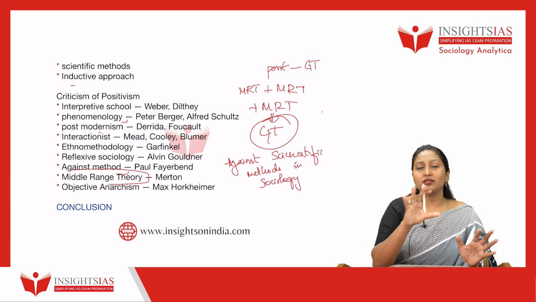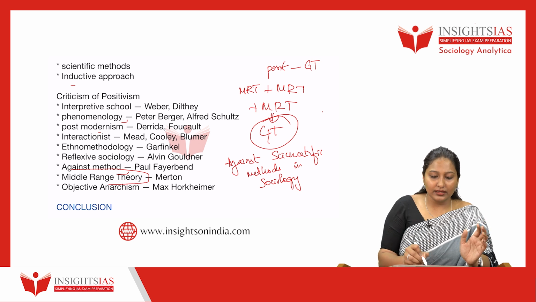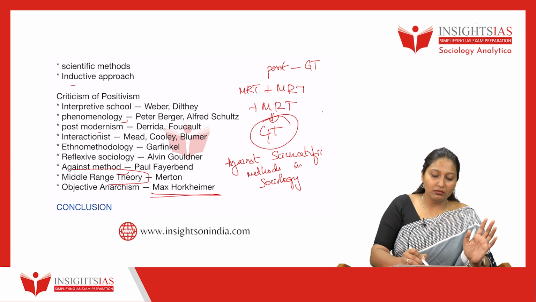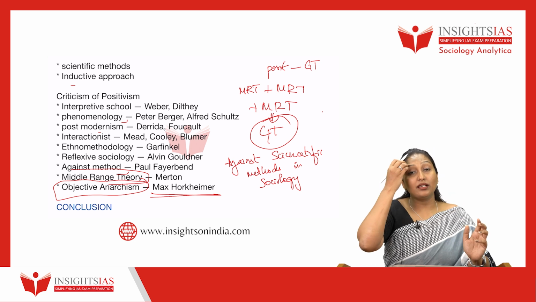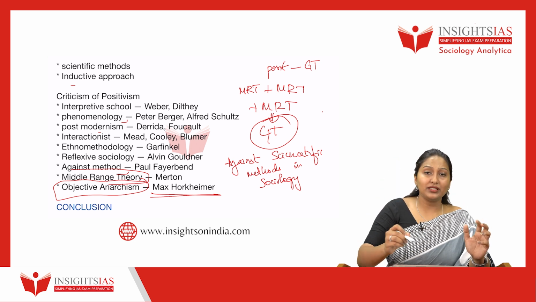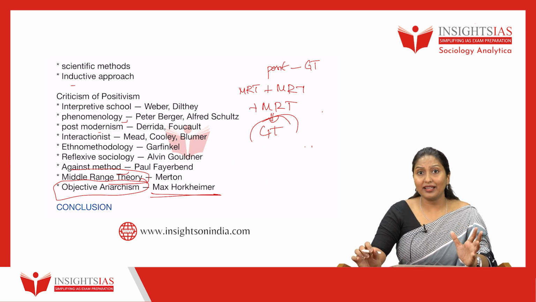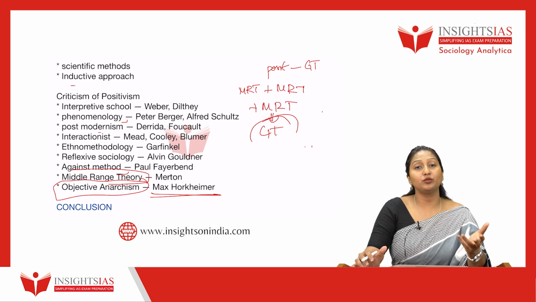So who talks about this? Merton talks about this. And the last criticism I've taken is given by Max Horkheimer. What Max Horkheimer has given, he's talking about objective anarchism. What is objective anarchism? It is the motive that sociology has to be studied from an objective perspective.